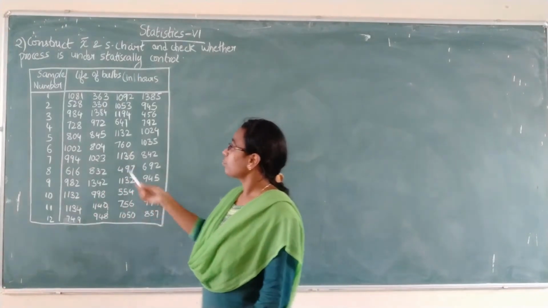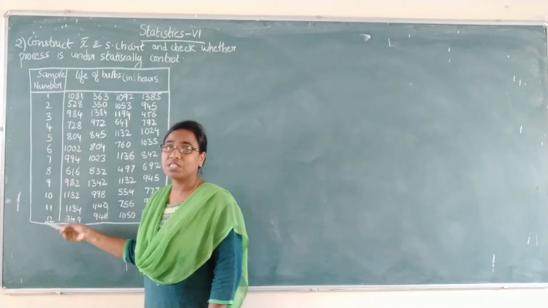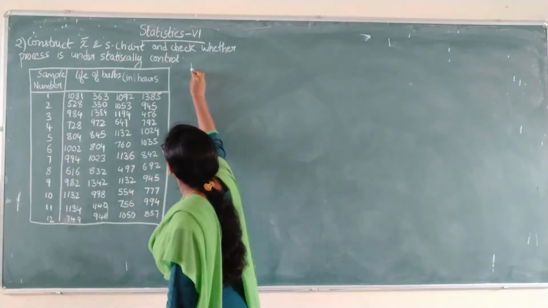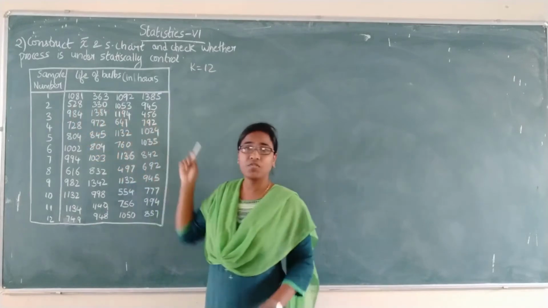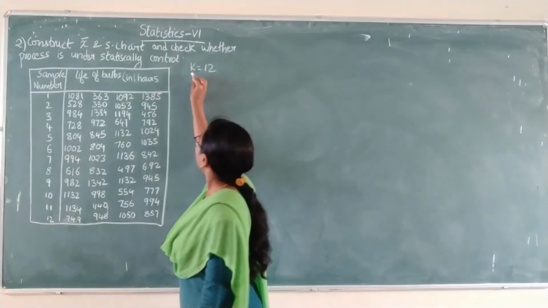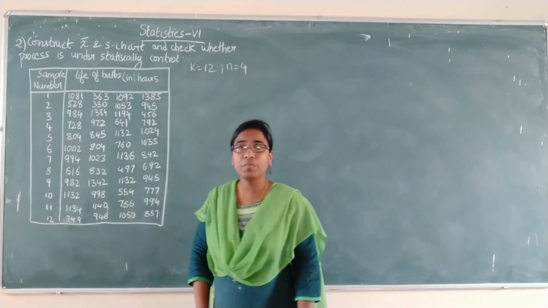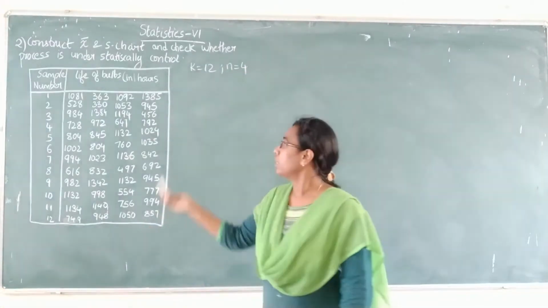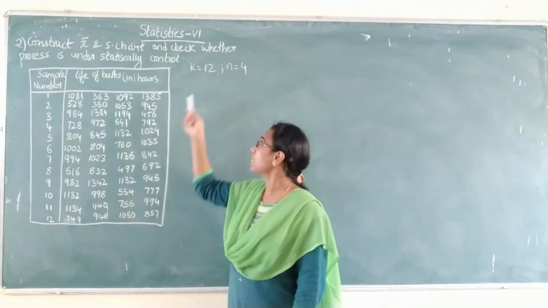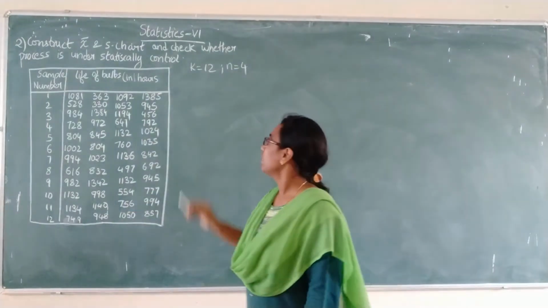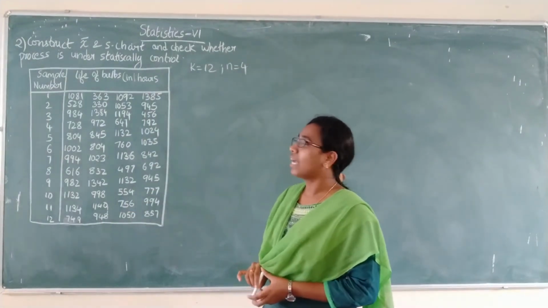So here also there are K samples, that is 12 samples. So K value is equal to 12, and in each sample we are having 4 values. So that means N value is equal to 4. In our previous problem, N value was 5. Here the N value is 4 and K is the number of samples, that is 12.